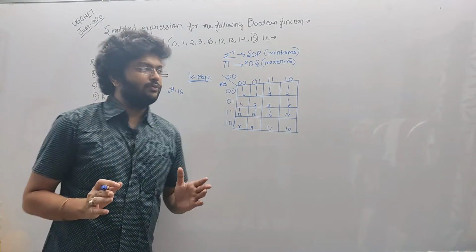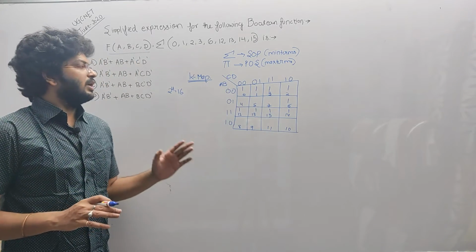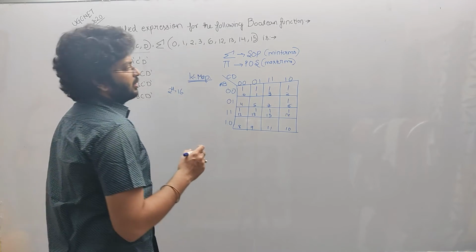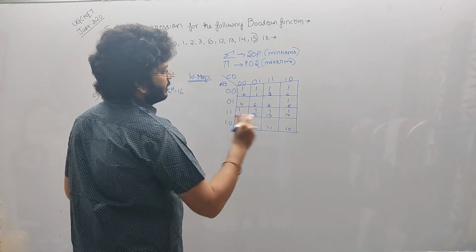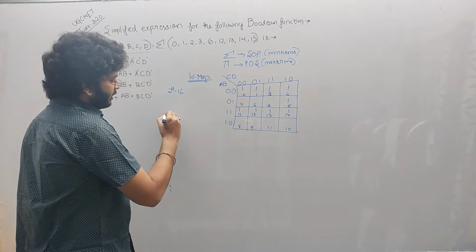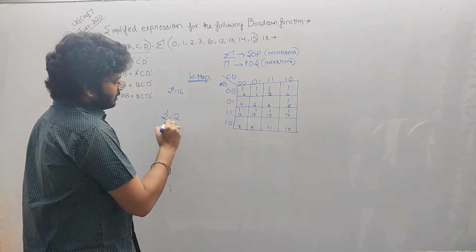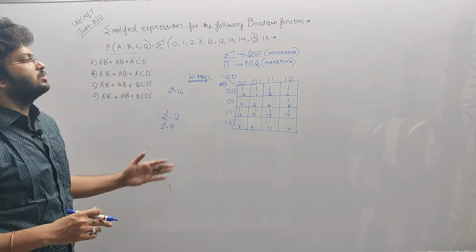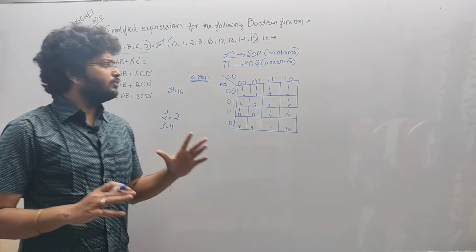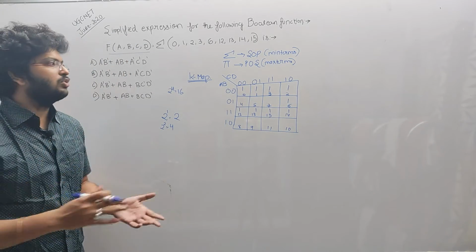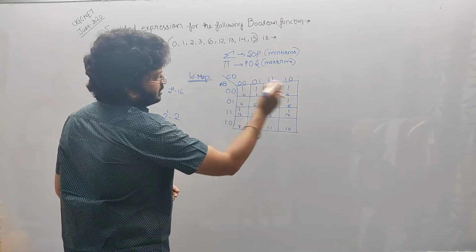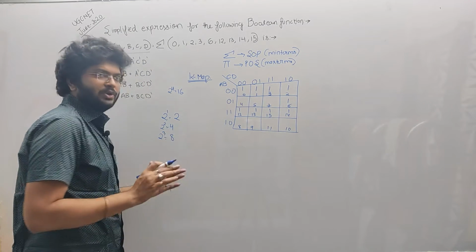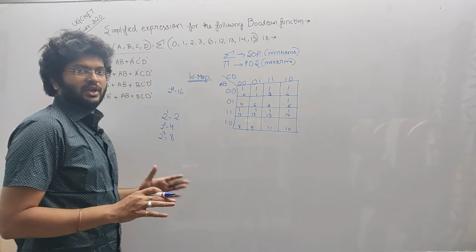Now we have to combine them. We have to combine these ones in powers of 2. That is, we can combine 2 ones, which is 2 power 1, or 4 ones, which is 2 power 2, like this in powers of 2. Basically we have to take the combination as big as possible. Suppose we have 2 power 3, that is 8 ones which can be combined, then we have to take those 8 ones.